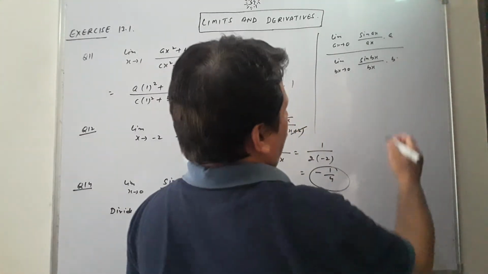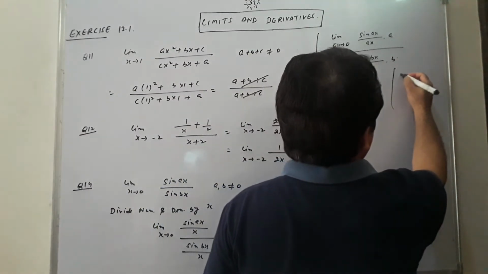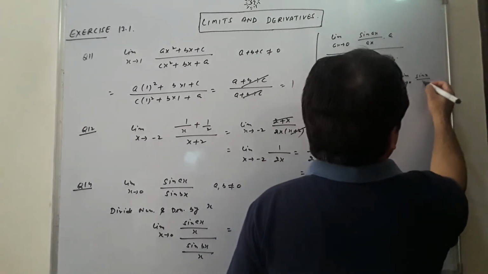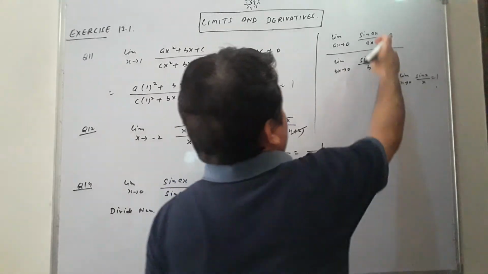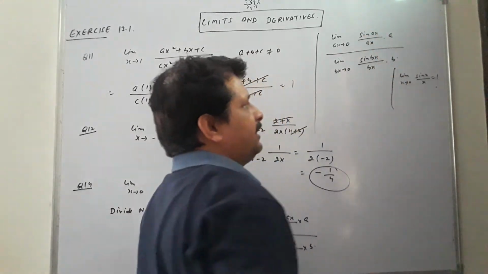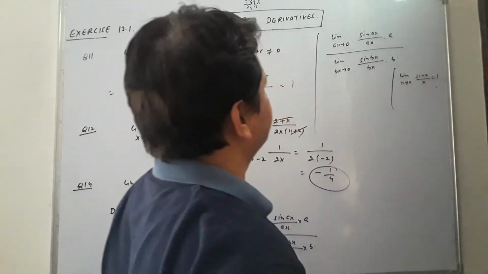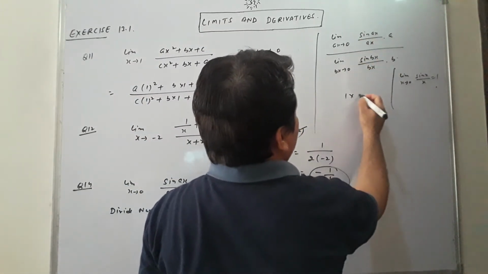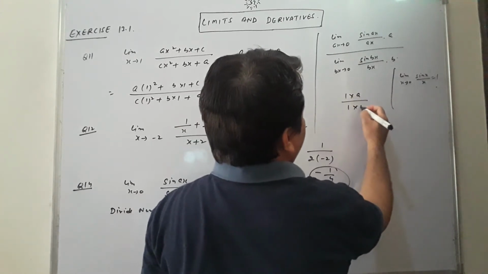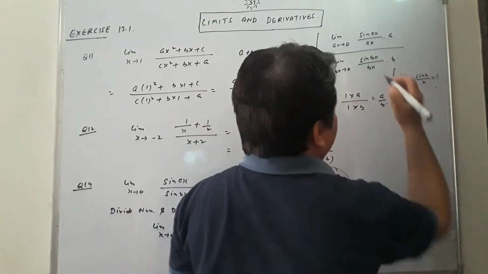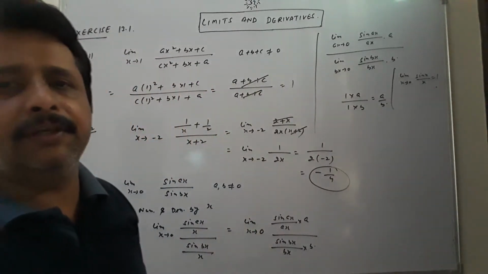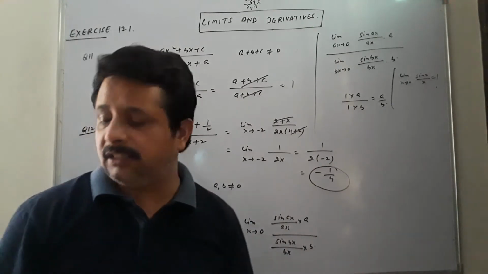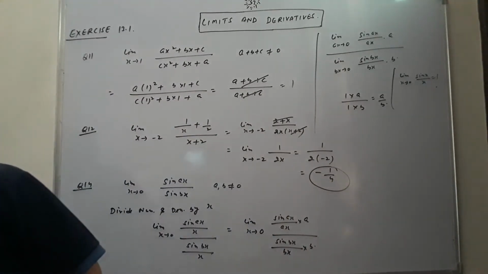Because we know one theorem I have told you: when the limit x tends to 0, sin x over x is always equal to 1. So that is why I have written this in the form of that theorem. So what you will get from here is 1 into a upon 1 into b, so your answer will come as a upon b. According to the theorem, we can change the limit also. So that is why the answer of this question is a upon b.